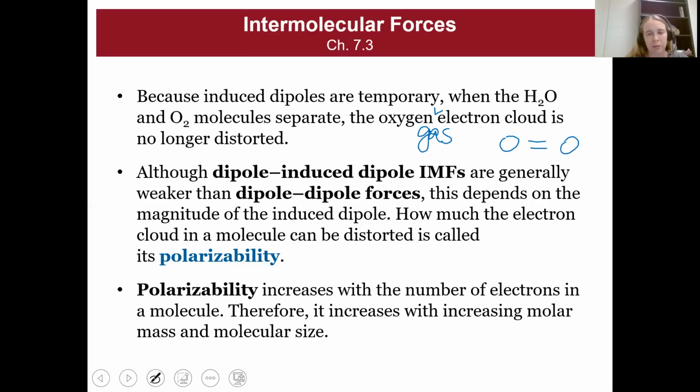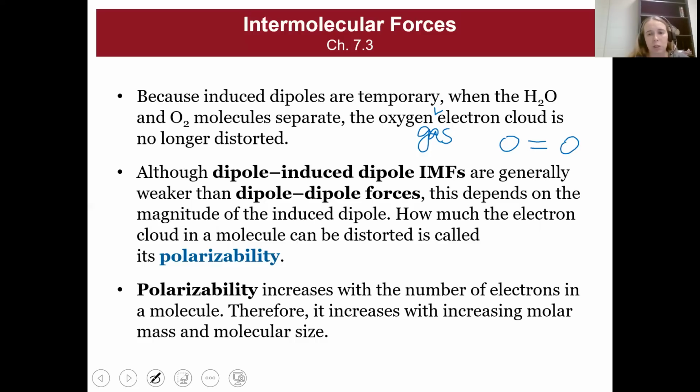So we have a term for this. How much the electron cloud in a molecule can be distorted is called its polarizability. So your book mentions this term, maybe not in quite this way, but they say that certain molecules are more polarizable than others based on their electron clouds, or arrangement of electrons in the molecule. So what's this polarizability thing? How do we predict it? How do we know what molecules are more polarizable than others?